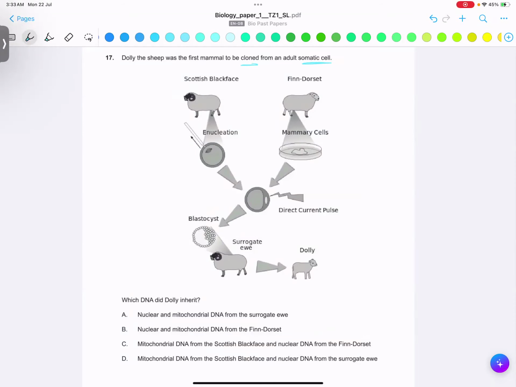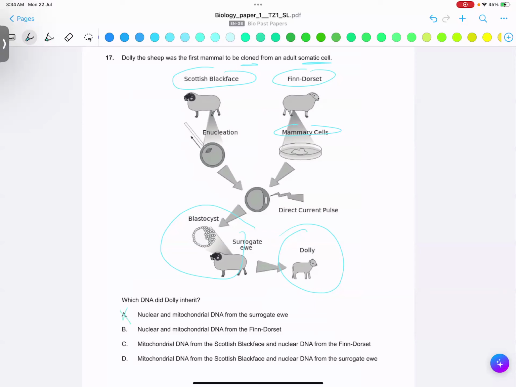So we have Scottish blackface, we have Finn Dorset. Scottish blackface gave its enucleated egg, and Finn Dorset gave its mammary cells, and then there was a direct current pulse, blastocyst, surrogate ewe, and then we ended up getting Dolly. So all of these end up forming in the surrogate ewe before it formed Dolly. So A is not true. It cannot get its nuclear and mitochondrial DNA from the surrogate ewe.